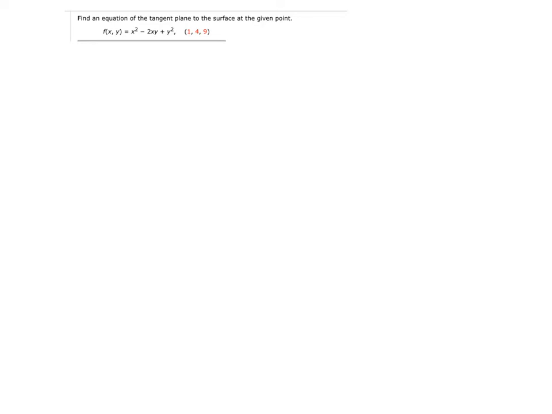Alright, for this question, it asks you to find the equation of the tangent plane to the surface at the given point. So you should remember the tangent plane. The equation for the tangent plane should be a(x minus x naught) plus b(y minus y naught) plus c(z minus z naught).